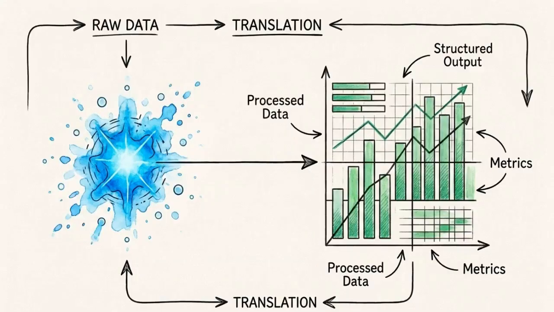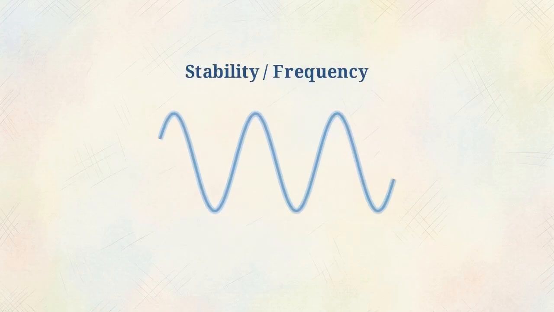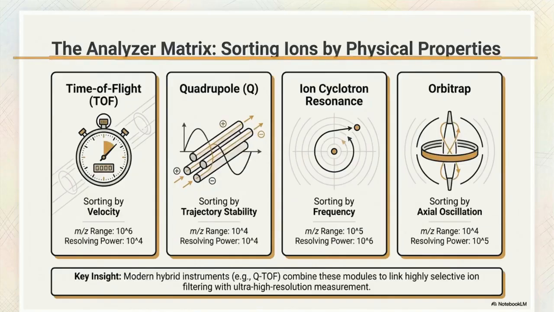Mass analysis is ultimately an act of translation. It is the process of converting unmeasurable mass into secondary physical properties that we can actually measure. This matrix outlines 4 specific architectures developed to solve the m/z sorting problem.